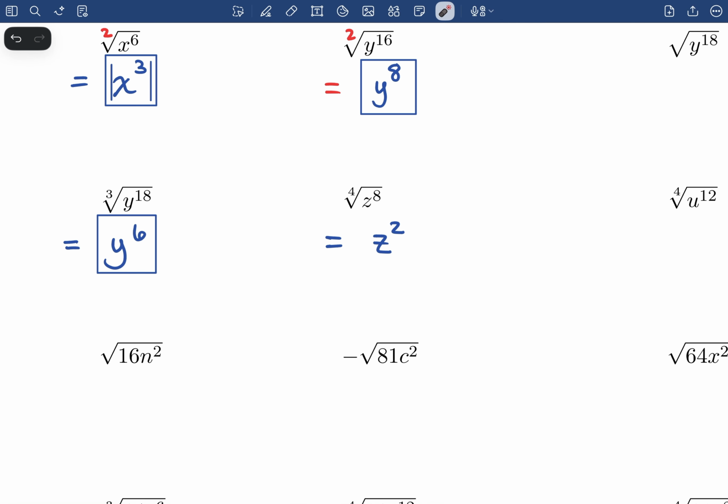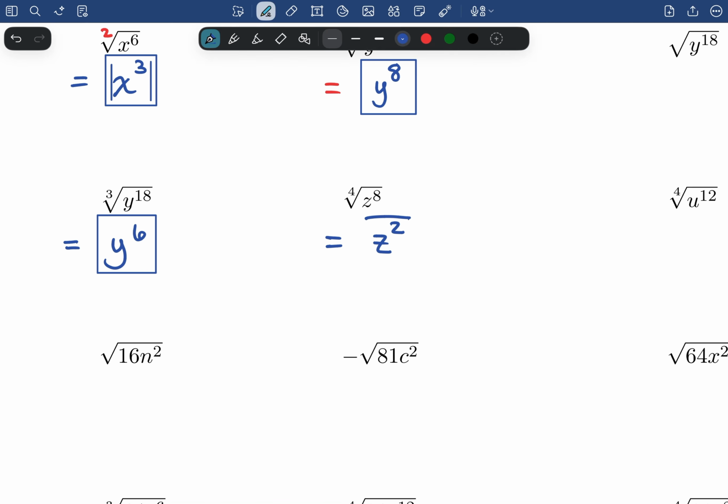By the way, if I take any value, whether it's negative or positive, and I square it, it'll be positive, so I don't have to worry about the absolute value symbol. Right? Even power, no absolute value symbol needed.